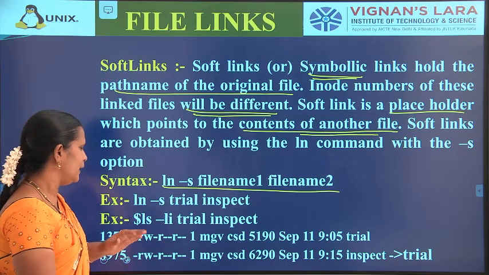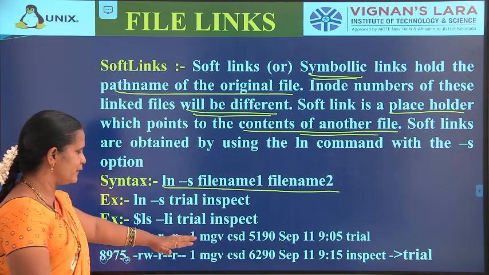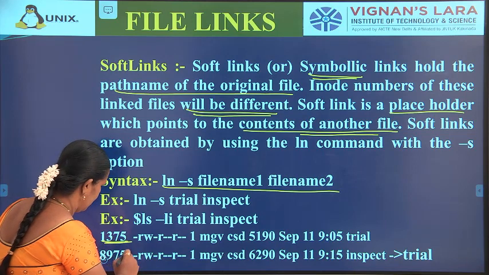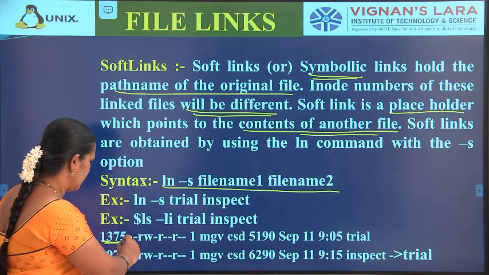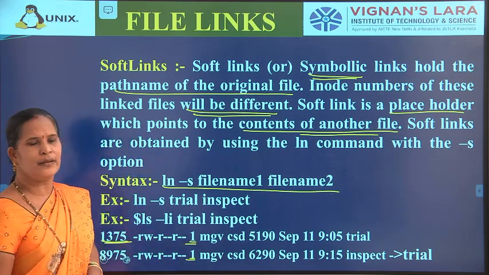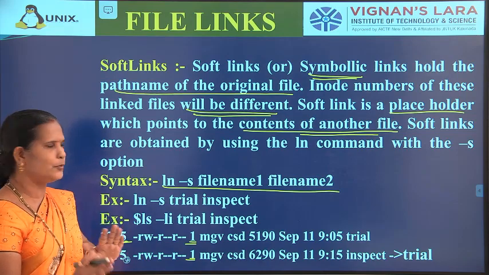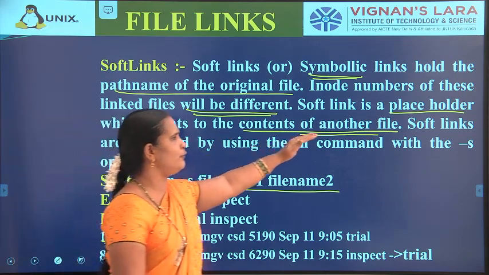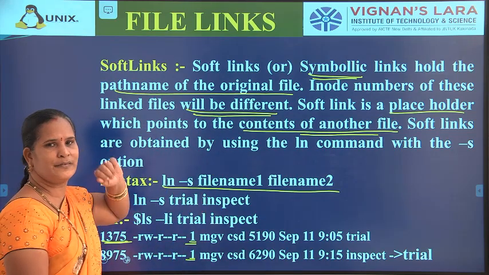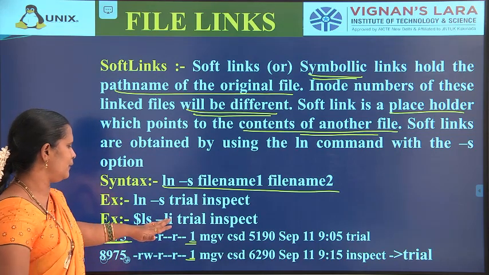Just like in hard links: in hard links, the link information will be 2 and inode numbers will be the same. Whereas in soft links, the inode numbers will be different. Observe here, 1375 and 8975, 2 different inode numbers, and the link information is 1. There is no 2, whereas if you use a hard link, the link information will be 2. It just points to the contents of another file, so it contains the path name of the original file only. These 2 points you have to check by using the ls space hyphen li command.